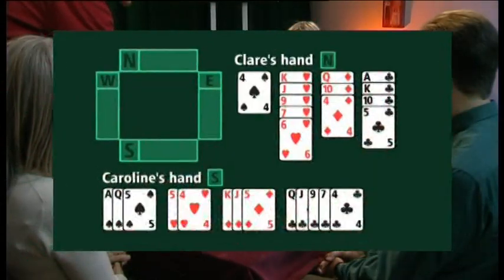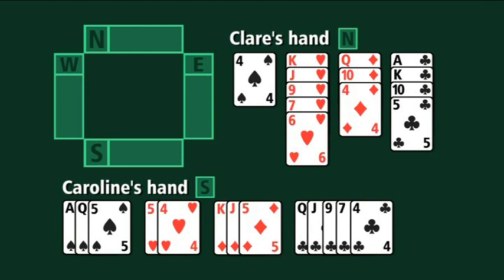Now, Caroline has a 5, 3, 3, 2 distribution with 13 points. Not too concerned about having 2 small cards in hearts, and not tempted to open the bidding 1 club because her hand is balanced and falls into her one no trump range. Caroline opens one no trump. So let's have a look now at Claire's hand.